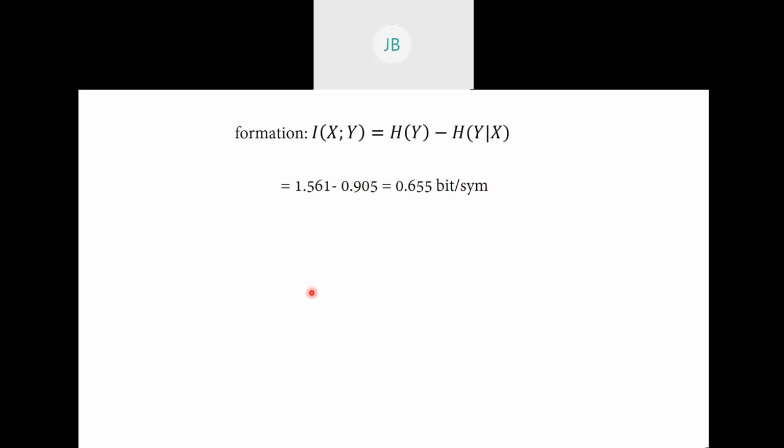Okay, then after this, the mutual information between x and y is equal to the entropy of the output minus the conditional entropy of the output. So we have already found this as well as this term. So we just need to substitute here to get the result. That's the mutual information between x and y.